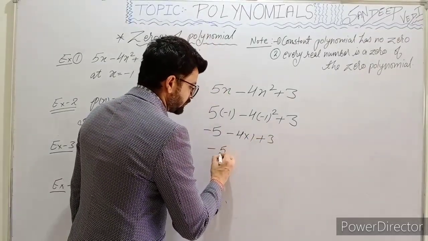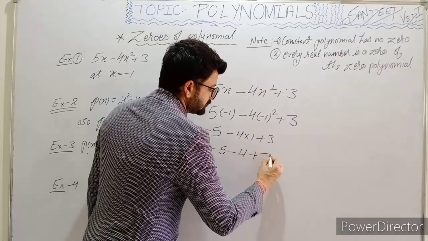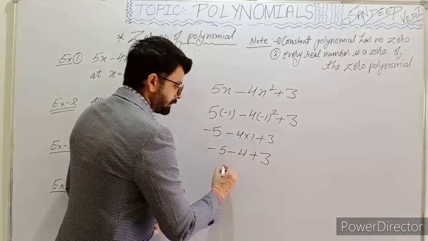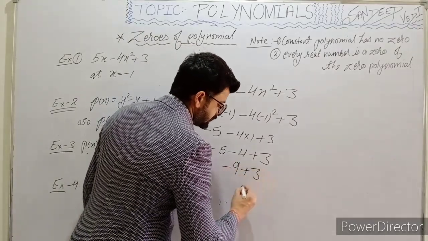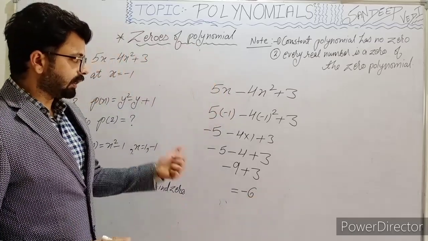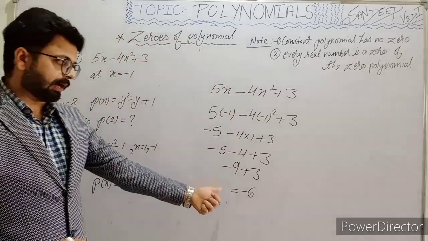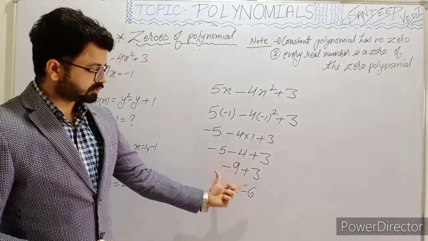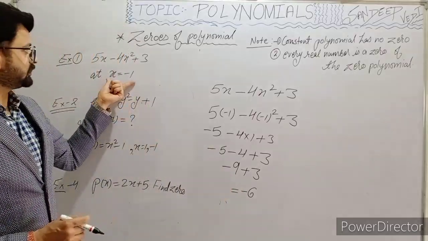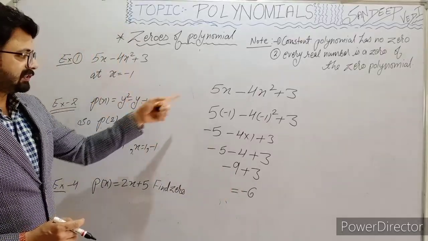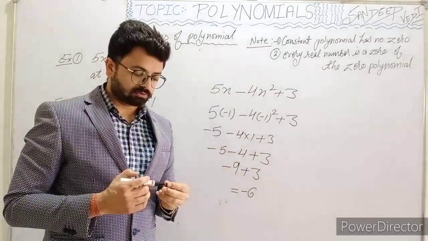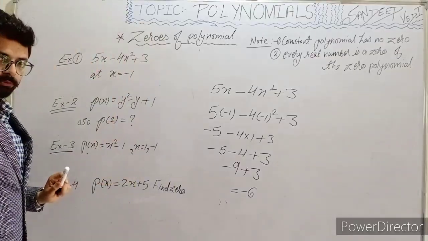So finally -5 minus 4 plus 3. So this is 5 and 4, -9 plus 3. Finally we get -6. So the value of this polynomial at x equal to -1 is -6. Again, check the whole data and the values you place. So -1 is not a zero of this polynomial, because at x equal to -1 this polynomial does not become 0. So that is one type of question.